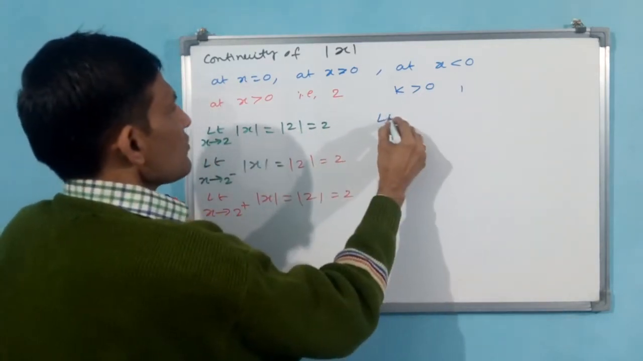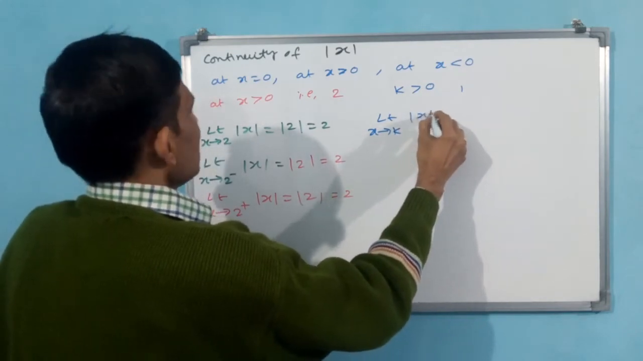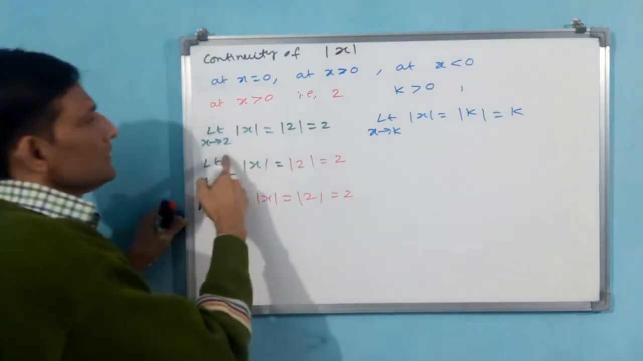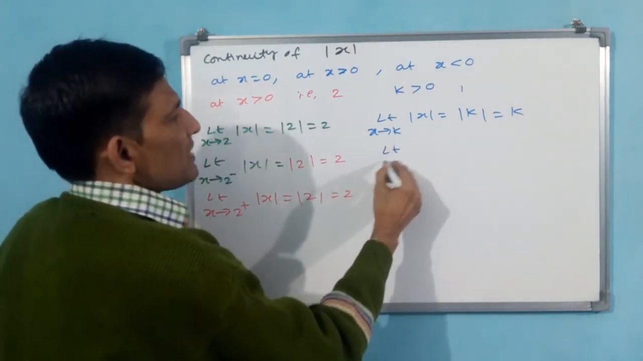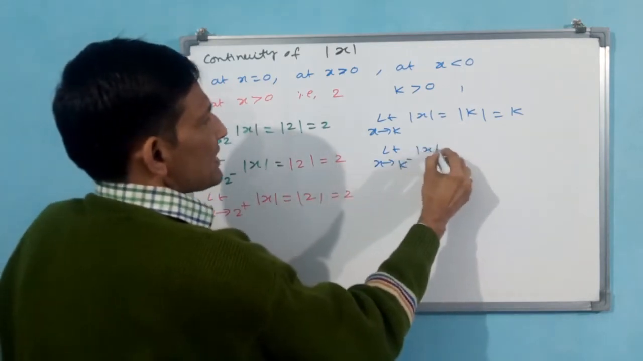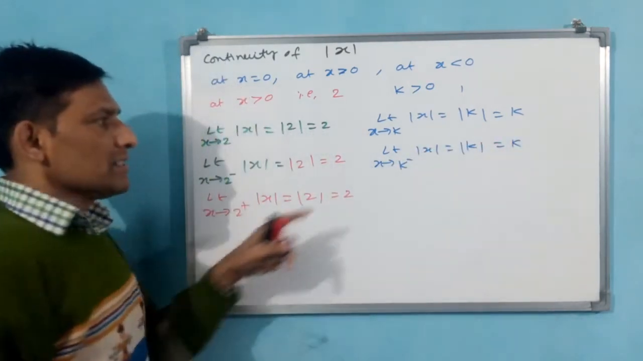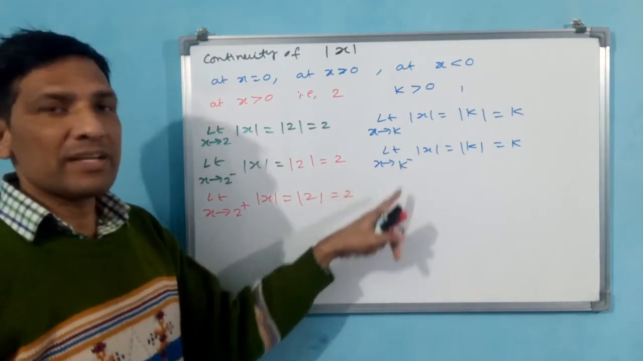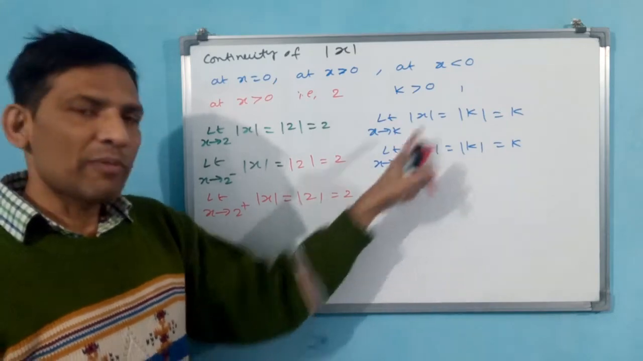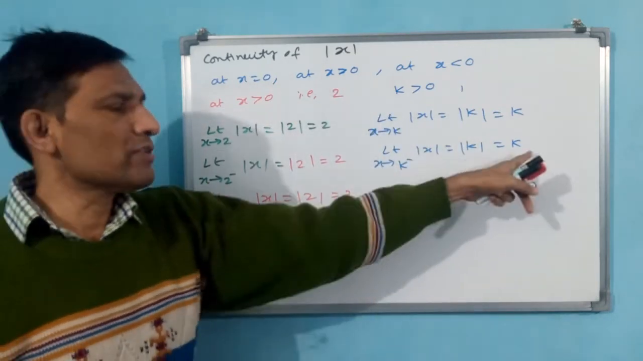Now, same, you make it limit x tends to k, modulus x is equal to modulus k, that is equal to k. Is it okay? Again, you make the limit x tends to k minus, left hand limit, modulus x, that is equal to k. Why? Because for writing sake only you are writing k minus, k plus. For application you are giving k only. Why? Because for normal functions, these are approximately equal to k. That is why we are going to give k.